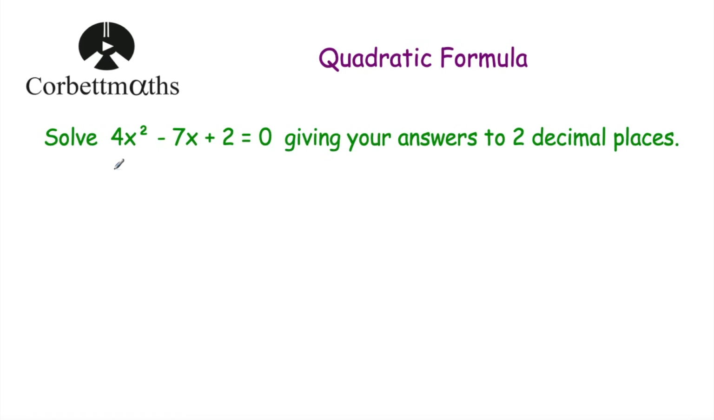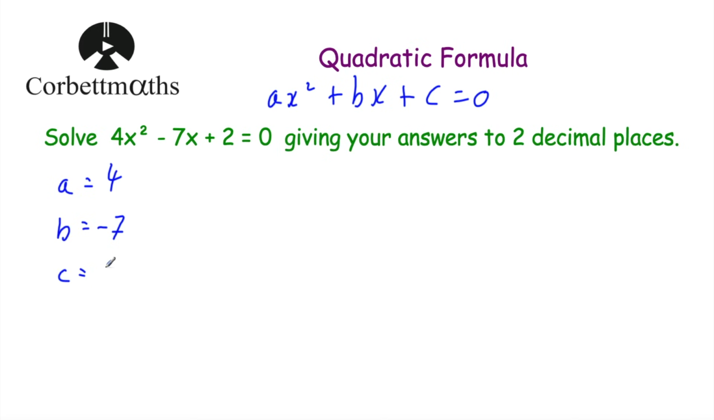So the next question says, solve 4x squared minus 7x plus 2 equals 0, and to give our answers to two decimal places. Okay, so we've got a quadratic equaling 0. So we've got our values for a, b, and c. Remember, it's in the form ax squared plus bx plus c equals 0. So in this case, a would be equal to the coefficient of x squared, which is 4. b would be the coefficient of x, the number in front of the x, which is -7, and c is the constant there, which is equal to 2.